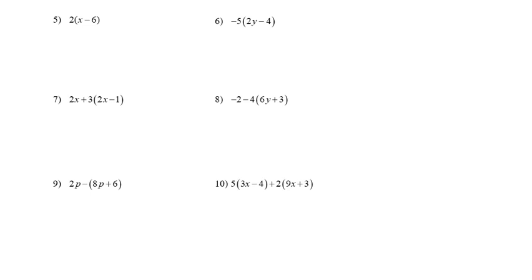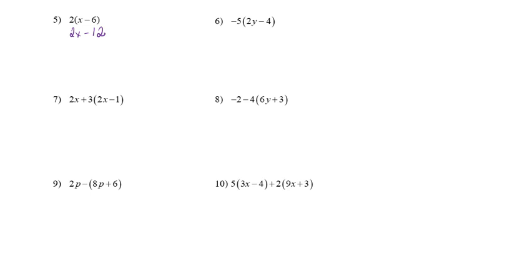Examples 5 and 6, we're using the distributive property. How do I know? Because I have a number outside parentheses, and we want to get rid of parentheses when we're simplifying. For example 5, 2 times x is 2x. And then 2 times negative 6 is negative 12.